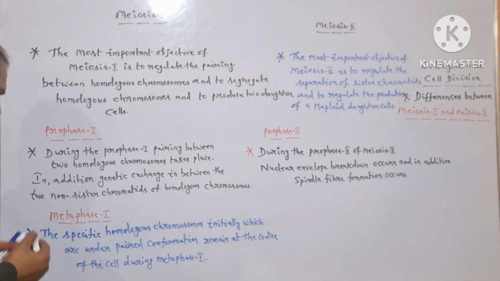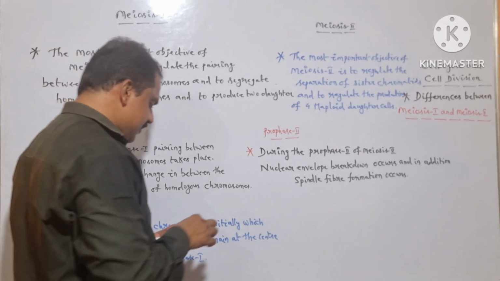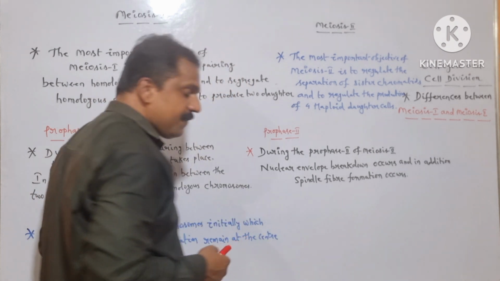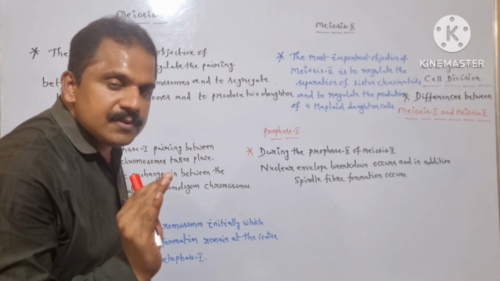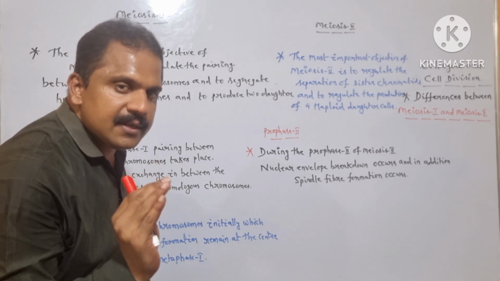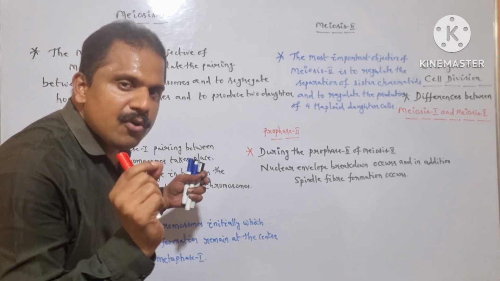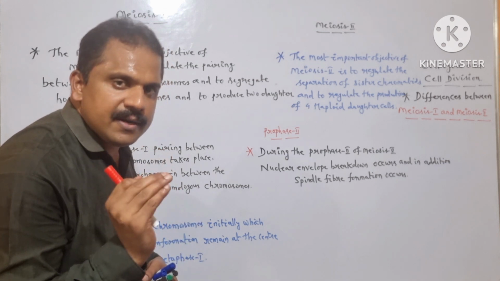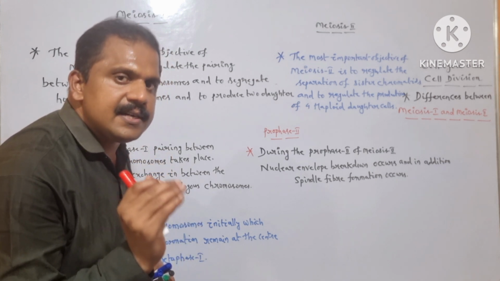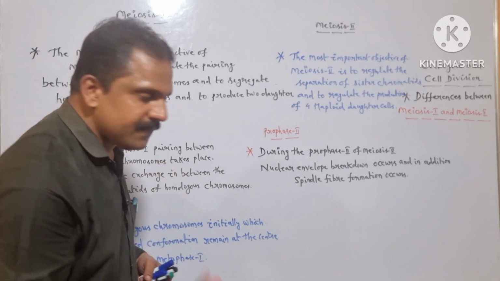And if you consider metaphase 2 of meiosis-2, during metaphase 2 of meiosis-2, homologous chromosomes won't remain at the center of the cell. Instead of homologous chromosomes, the specific sister chromatids remain at the center of the cell.